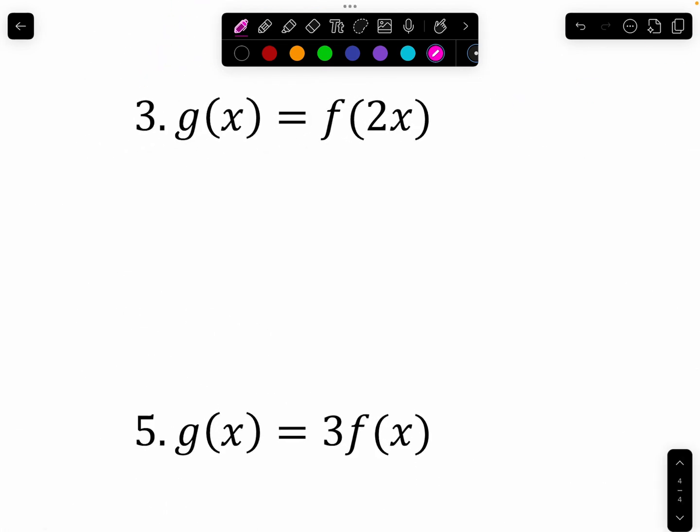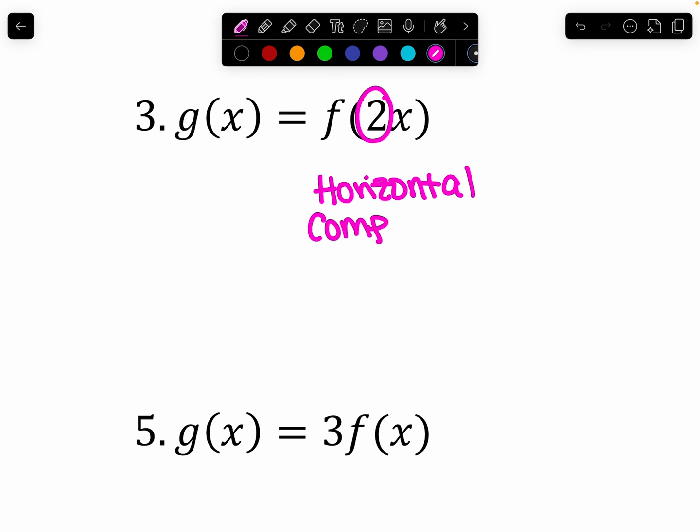All right, here we have a number inside of the parentheses. Because it's inside of the parentheses, we already know it's going to be a horizontal change. Because the number is greater than 1, that is going to be kind of the opposite of what we want it to be. Because the number is greater than 1, we think that it's going to be stretching, but with horizontal, it's the opposite. So this is actually a horizontal compression.